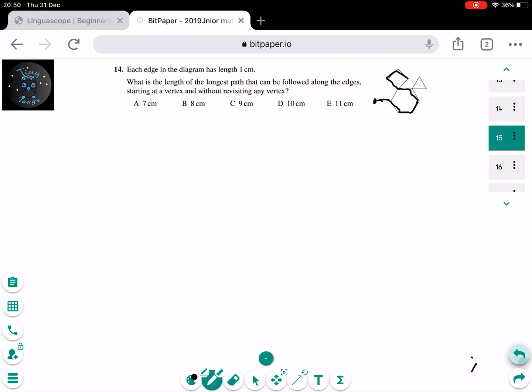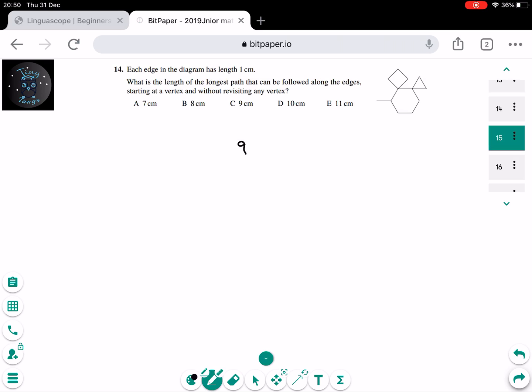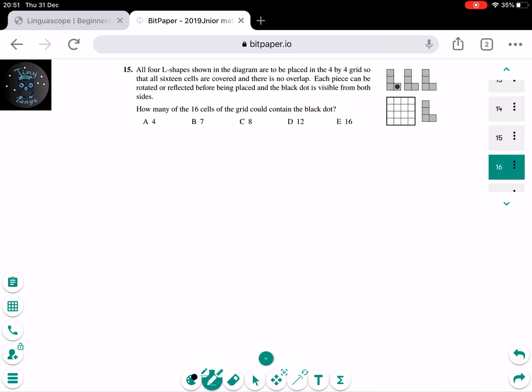But another way would be that if you started from here, so 1, 2, 3, 4, 5, 6, 7, 8, 9, 10. So that would be the best method, as it's basically looping around as much as possible. So that has 10 pieces, which equals 10 centimetres. So the answer is D.